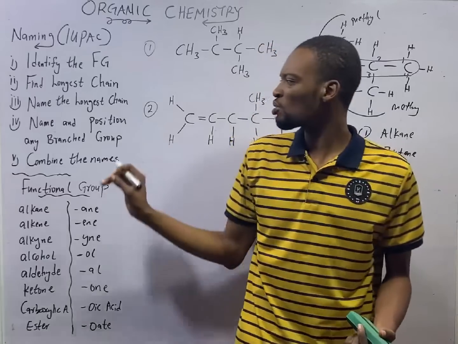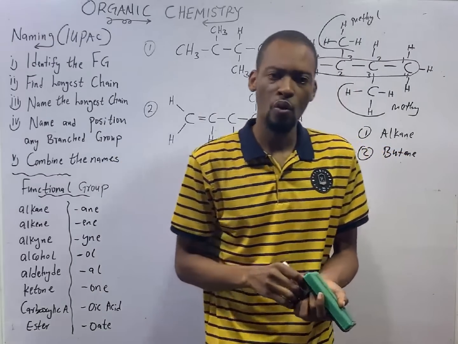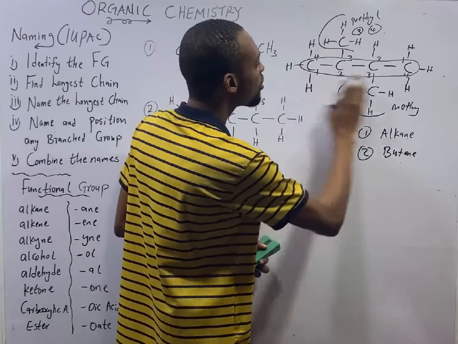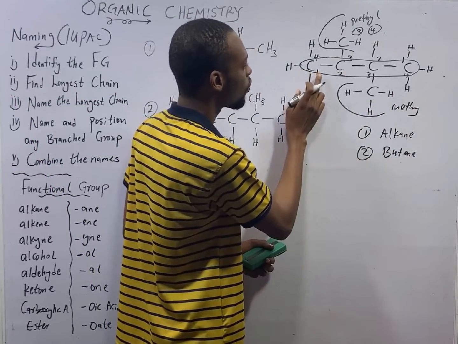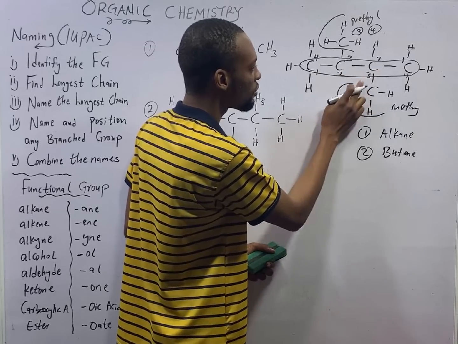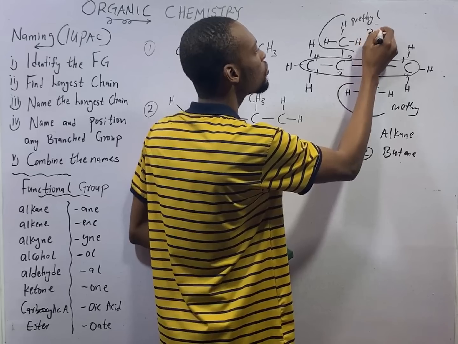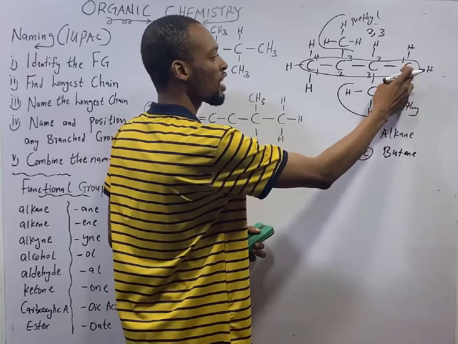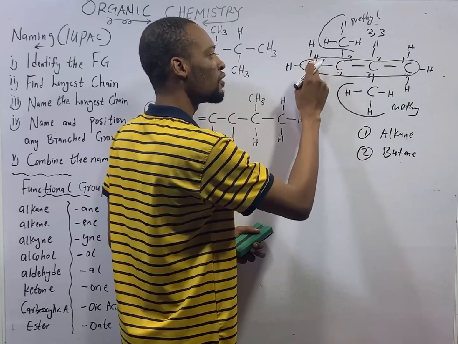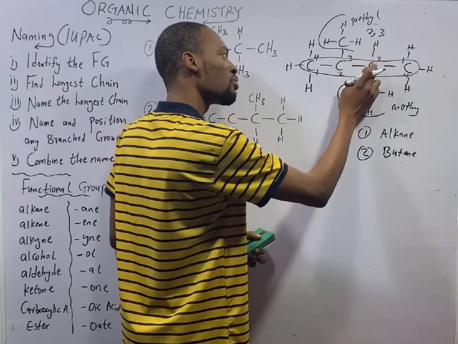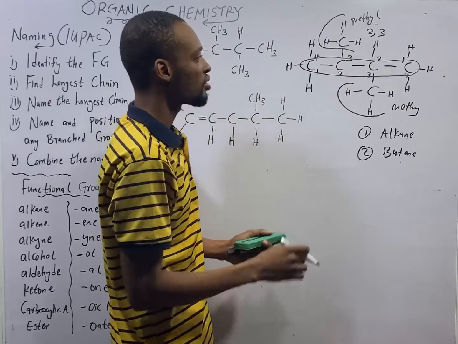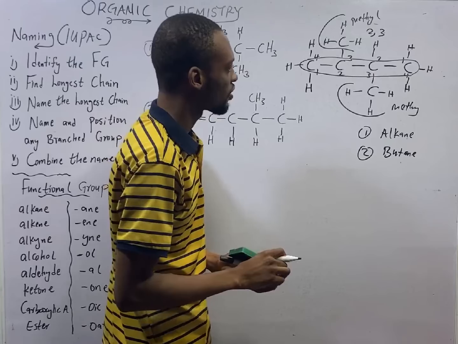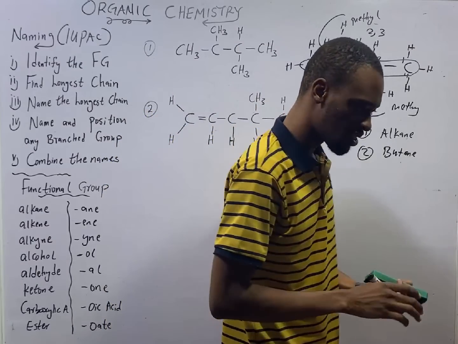After naming, we are told to position the branch. What position of carbon are these branches? If we go with this numbering, this is carbon 1, carbon 2, carbon 3. The branch will be on carbon 2 and carbon 3. If we start counting carbon from here, we have carbon 1, carbon 2, carbon 3, and carbon 4. The branches will be on carbon 2 and still carbon 3. So anyhow we go, these are the positions of the branches. This takes us to something else.